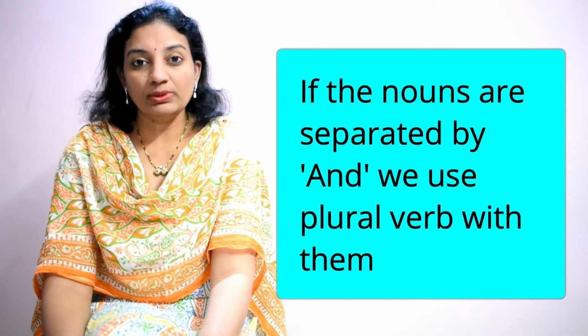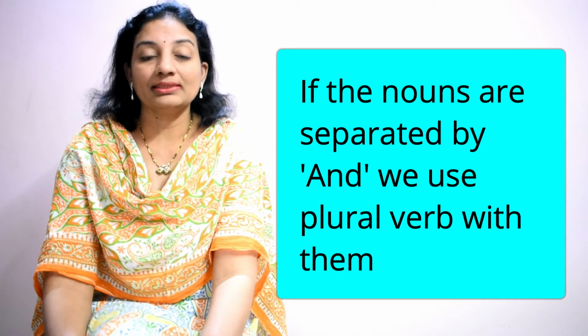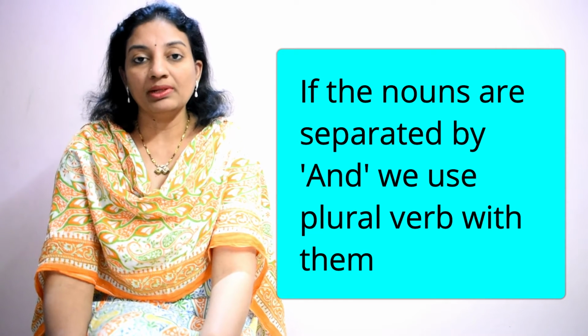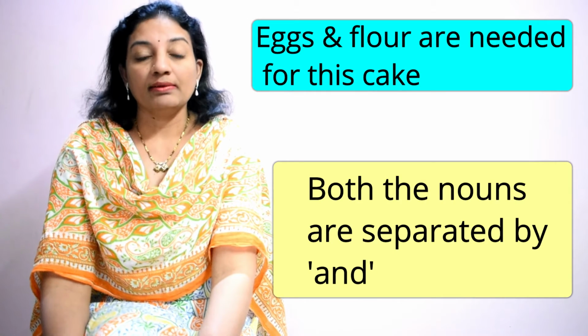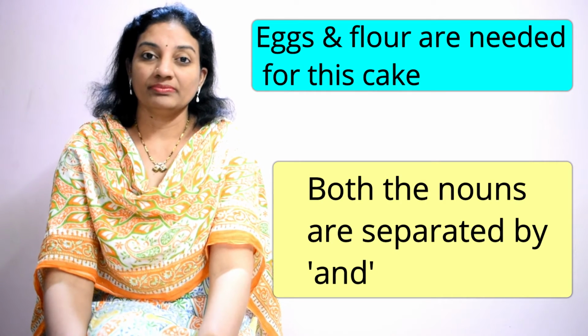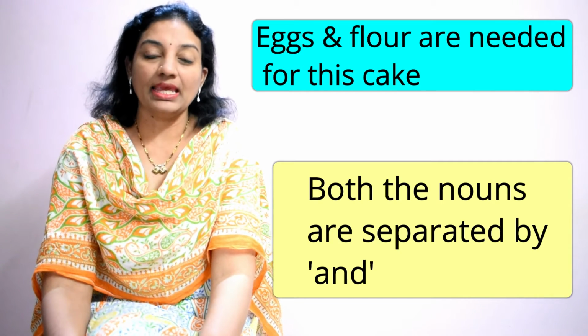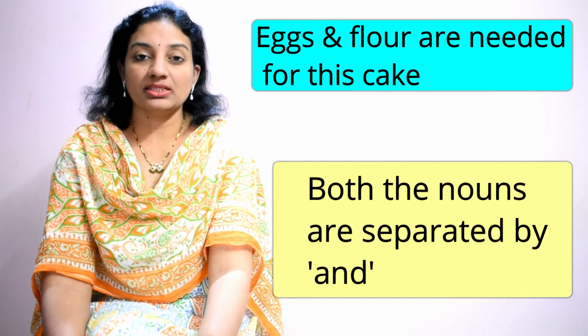Okay, but usually if we separate the items with the conjunction and, it is followed by a plural verb. For example, eggs and flour are needed for this cake. Okay, eggs and flour are needed for this cake. Okay, so two items separated by the conjunction and. If it is a popular food combo, then it takes a singular verb. Fish and chips is a great combo.